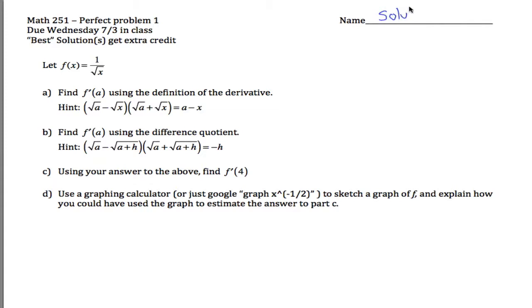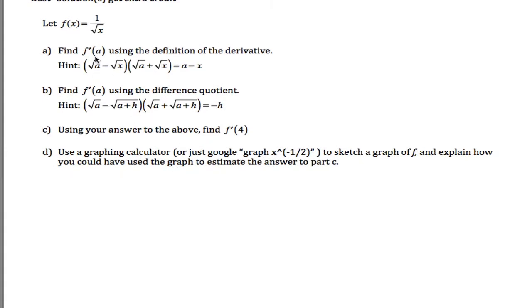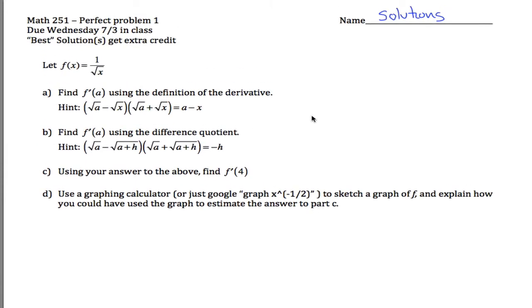All right, here are solutions to the first perfect problem for Math 251. We're given this function f of x equals 1 over the square root of x. And what it wants me to do is find f prime of a, still talking about a at this point in the class, using the definition of the derivative. Okay, so first of all, definition of the derivative.